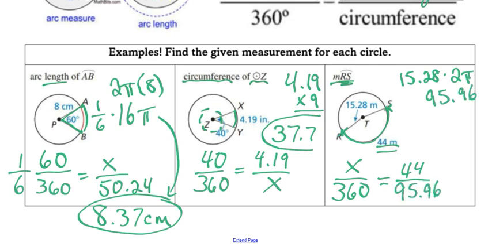So 44 out of 95.96 is the same thing as whatever that arc measure is out of 360. So we can cross multiply and solve for that arc measure. That is 165.1 degrees. Again, that kind of makes sense. As you can see in that picture, it's less than 180.